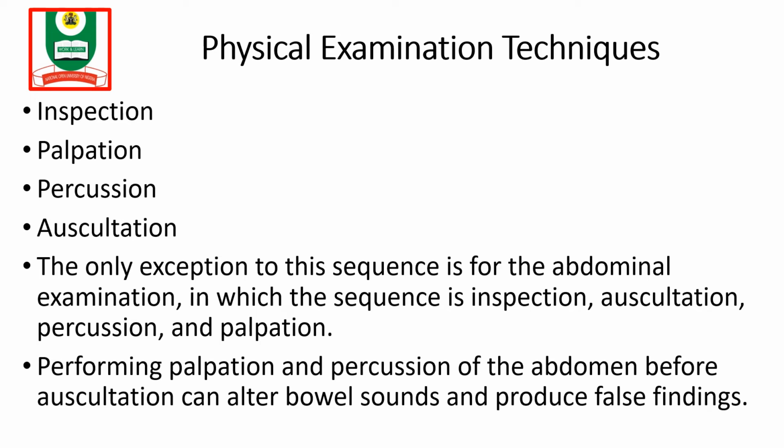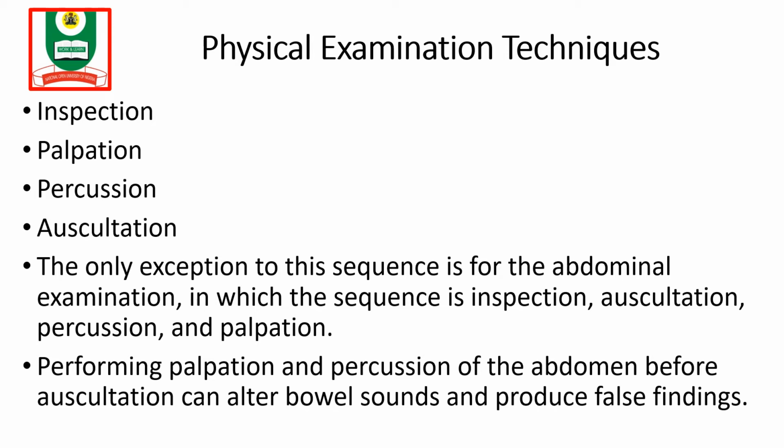We'll move to the second objective, which is the description of physical examination techniques. We have four physical examination techniques that we are going to look at. The first one is inspection, second palpation, third percussion, and the last one is auscultation. Now, all these follow a sequence when you are doing a general physical examination, except when you are doing an abdominal examination.